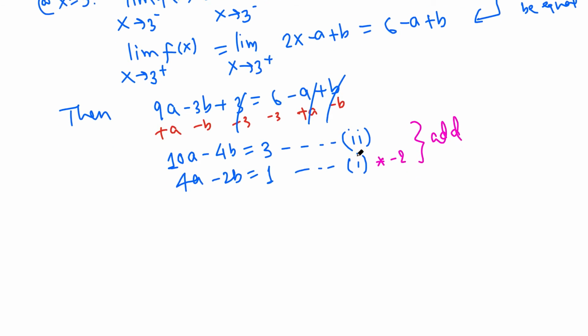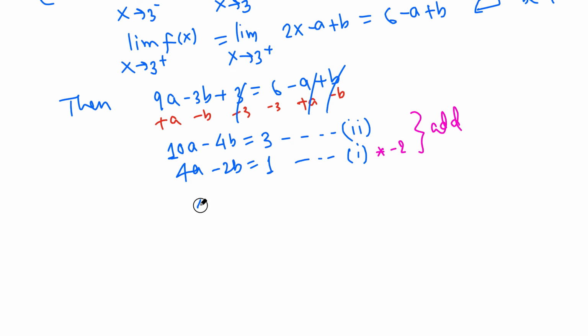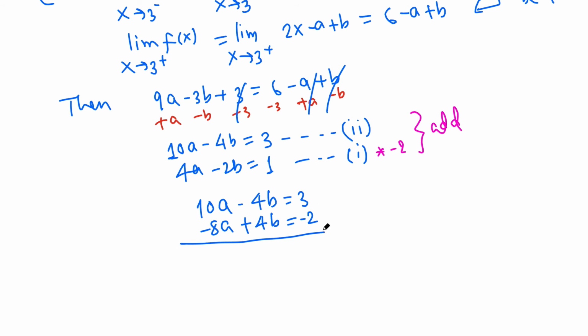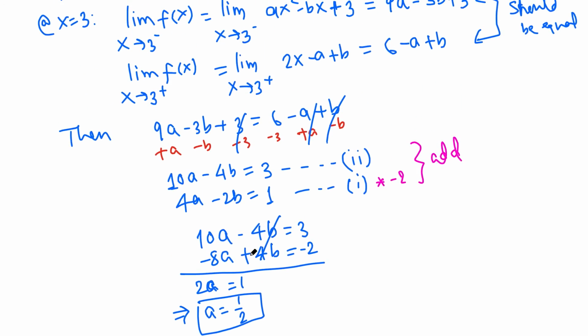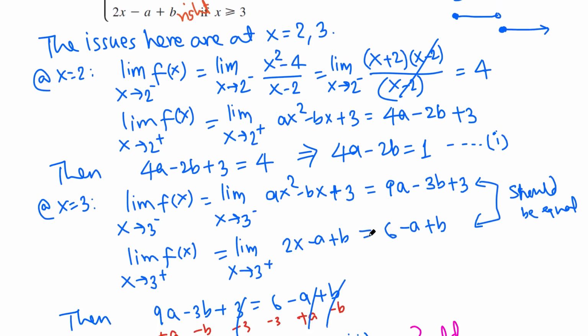Okay, so I didn't do anything to equation 2, so this is 10a minus 4b equals 3. Multiplying equation 1 by negative 2, negative 8a plus 4b equals negative 2. So we are adding, that means 10a minus 8a, the 4b cancel, that was the purpose, and that equals 1. So this implies a equals 1/2. So we found the value of a, and the question is to find the values of a and b.